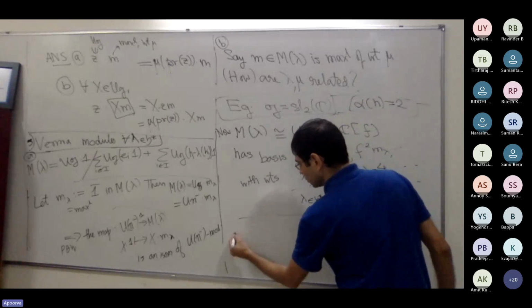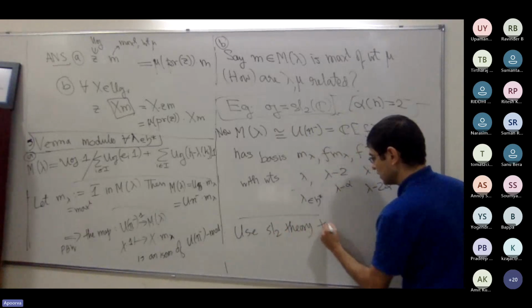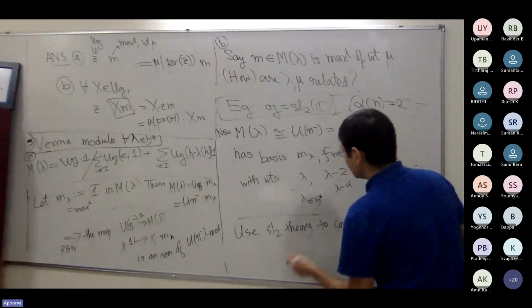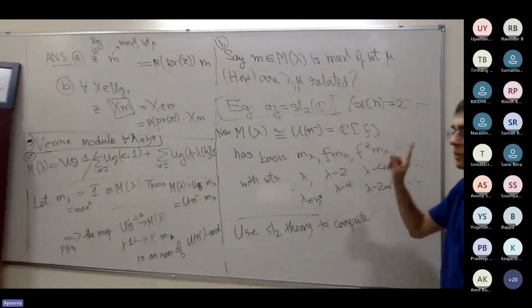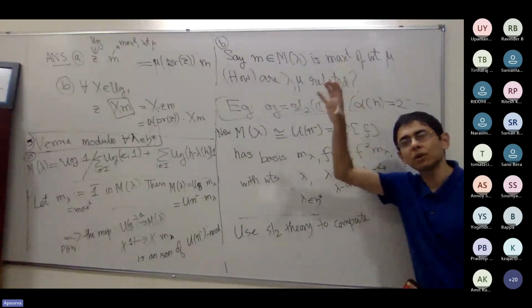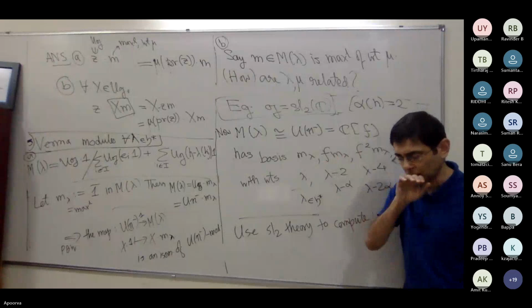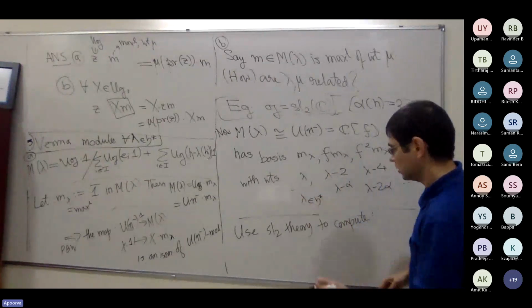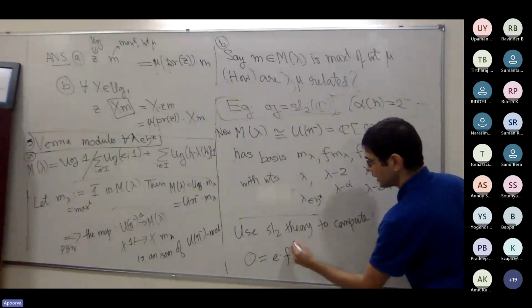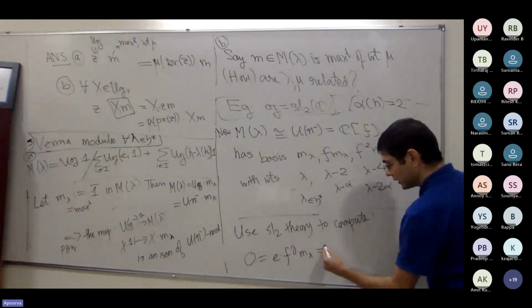So if you use SL2 theory to compute, what does it mean to be maximal? It means that it has to be a weight vector, so it's one of these, and it has to be killed by the entire positive subalgebra. But in SL2 there is only one such root space, just E. So 0 equals E times, let's say, f^j v_lambda.